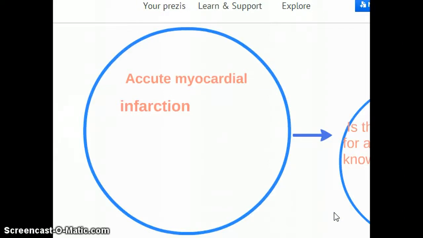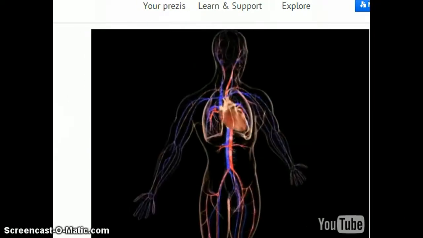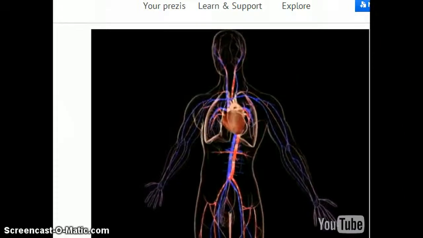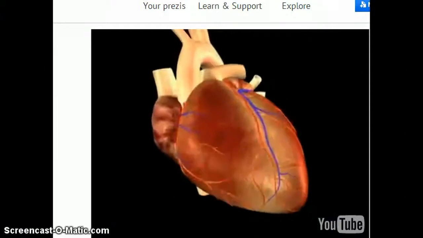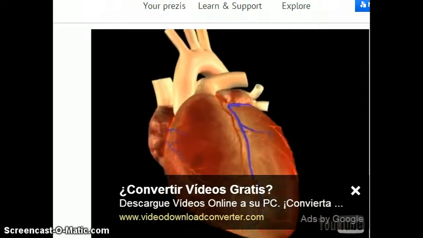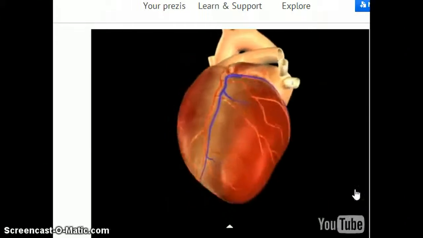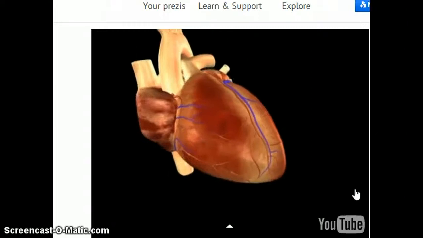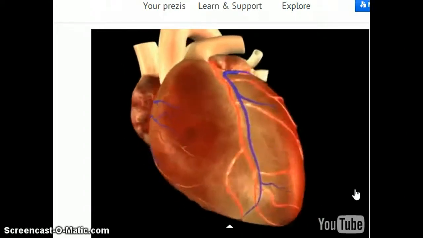Acute myocardial infarction. The heart is a hollow muscular organ that pumps blood for circulation to all parts of the body. The coronary arteries branch off the aorta and are located on the surface of the heart. They deliver oxygen-rich blood to the heart muscle.